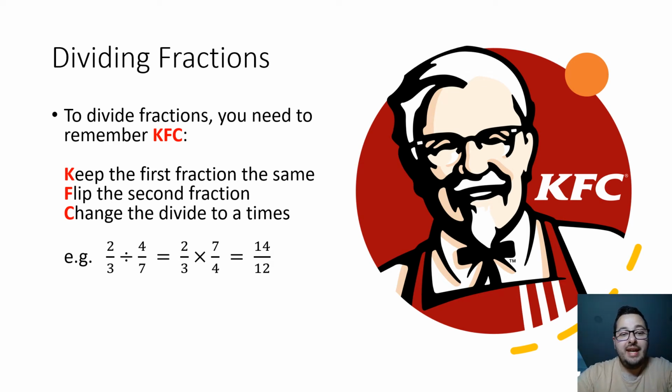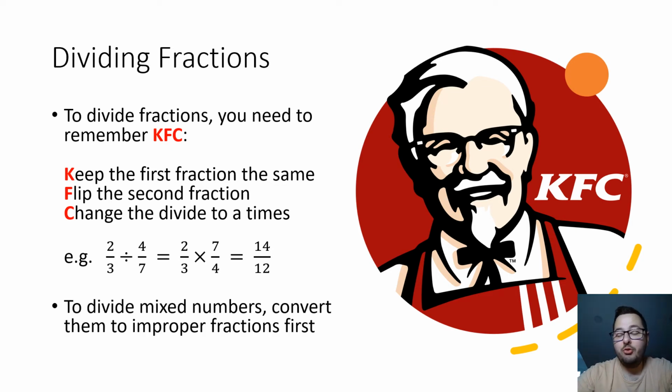So you keep the 2/3, you flip the second fraction, so instead of 4 over 7, it's 7 over 4, and you change the divide to a times. And then once you've done that keep flip change, you can then just multiply them as you would normally a pair of fractions that we've been doing before. So 2 times 7 is 14, and 3 times 4 is 12. Okay, and then to divide mixed numbers, just like we did with timesing, you convert them to improper fractions first.